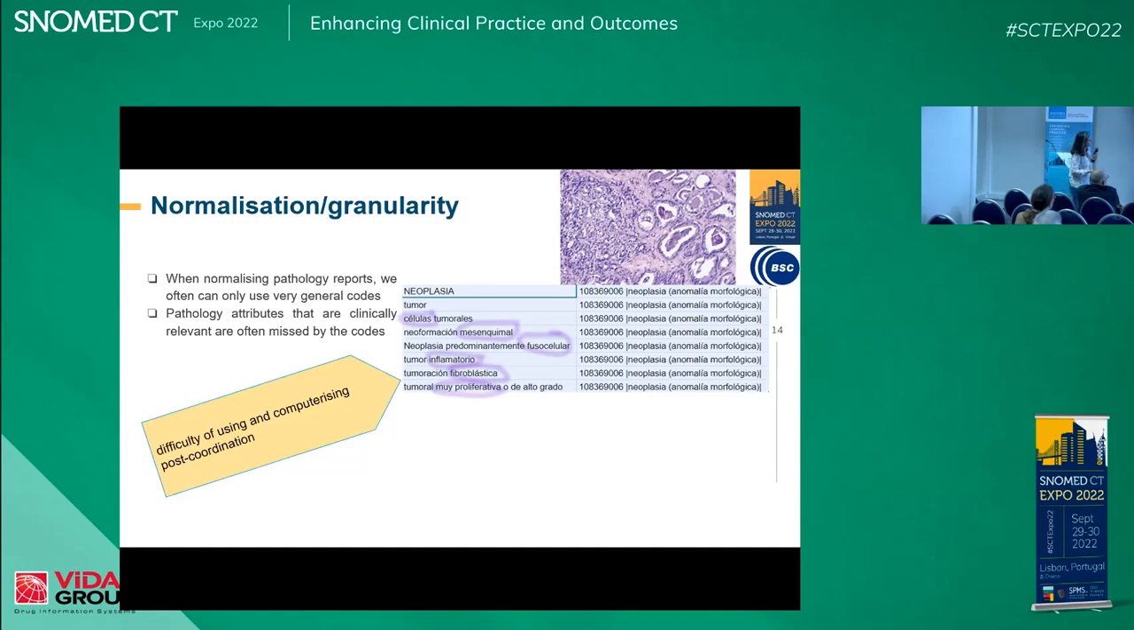We couldn't do better. For example, for inflammatory tumor, we didn't find a code, or for fibroblastic tumor, we didn't find a code. So if you look at the code of neoplasia, they are telling you lots of different things. And this is a shortcoming, I would say, of the ontology, probably. Of course, some of these you could do with post-coordination, but we are not there yet, I think.